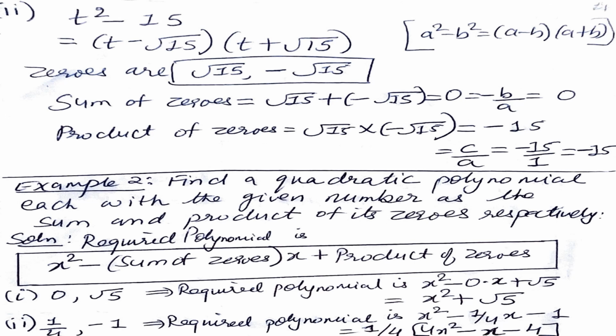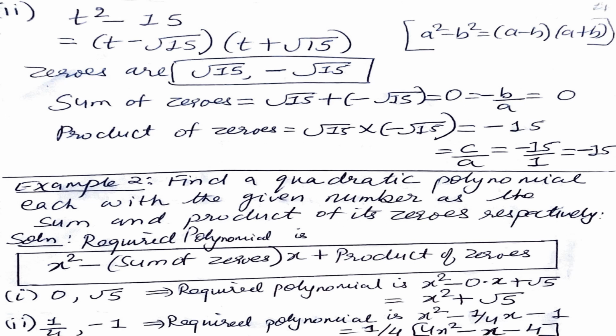In the second case, the given polynomial is t square minus 15. By difference of two squares, a square minus b square is equal to (a minus b) into (a plus b). We get it equal to (t minus root 15) into (t plus root 15). So the zeros will be root 15 and minus root 15 by equating to 0. The sum of the zeros in this case will be root 15 plus minus root 15 is equal to 0.